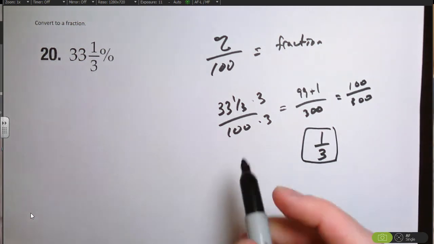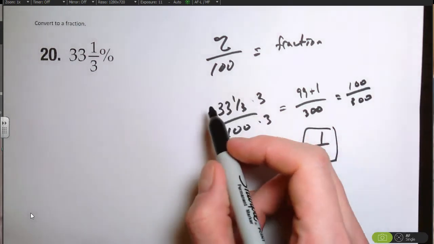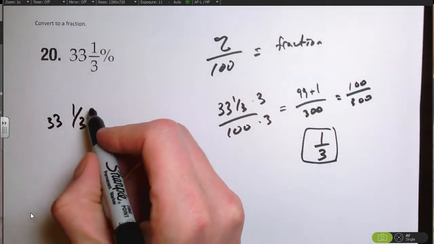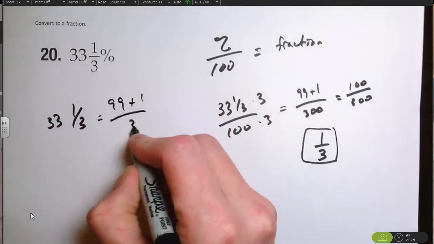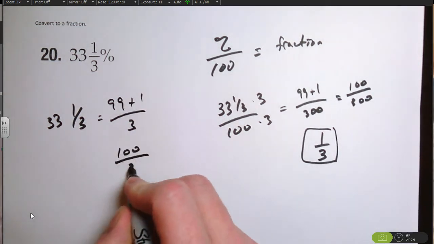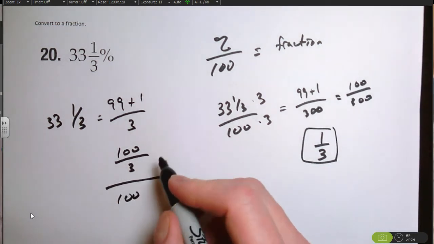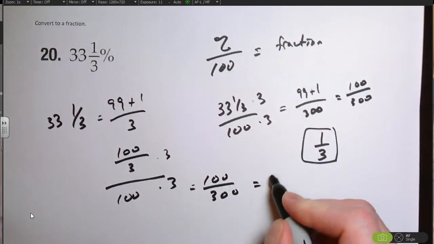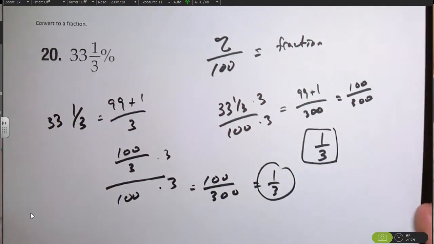Another way to do this, if you're comfortable with this, is to make this guy, instead of leaving him as a mixed number, an improper fraction. 33 and 1/3 as an improper fraction: multiply both these by 3. This becomes 99. This becomes 1. Put that over 3. You get 100 over 3, then over that 100. And again, multiply the top and bottom by 3. 100 over 300. Still 1/3. So it's a bunch of different ways to get there, but that's one way. All right, next problem.